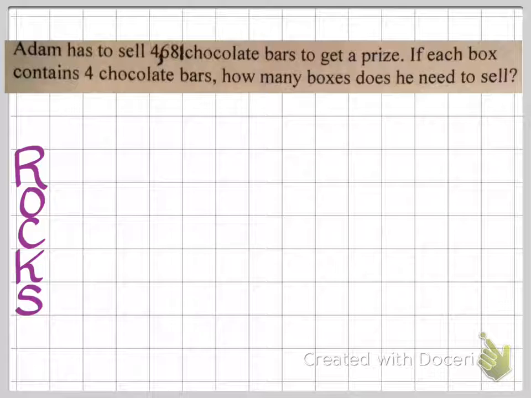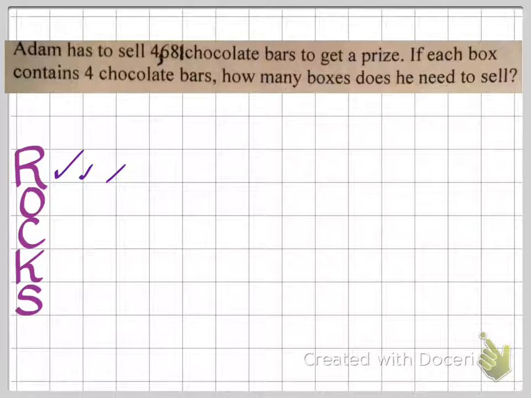Alright, let's go ahead and take a look at this word problem for tonight's tutorial. Adam has to sell 4,681 chocolate bars to get a prize. If each box contains 4 chocolate bars, how many boxes does he still need to sell? So, of course, you put a check, and then you need to read it 2 more times by yourself.